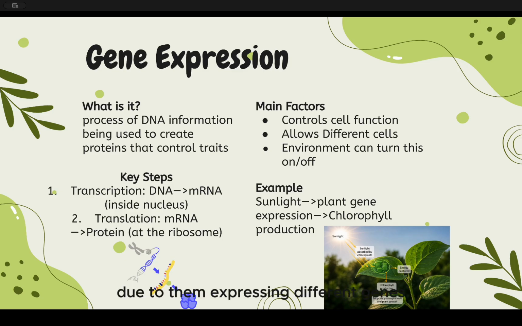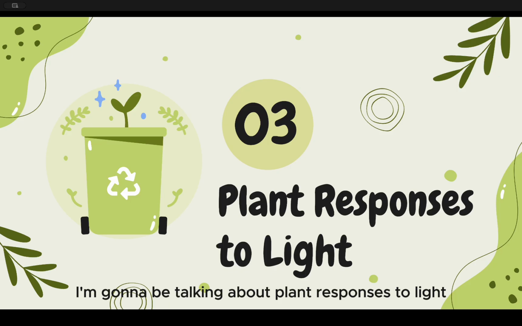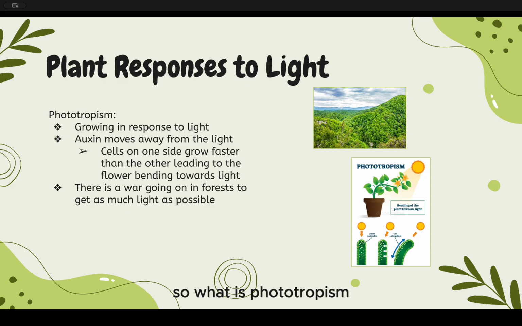They are also affected by the environment. An example of this is how sunlight can trigger gene expression within plants. This leads to the production of chlorophyll, which is necessary for photosynthesis to happen. And now I'm going to be talking about plant responses to light, and phototropism and photoperiodism. So what is phototropism? Phototropism is growing in response to light.